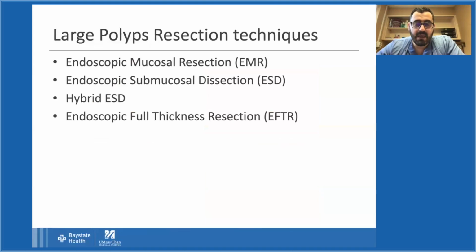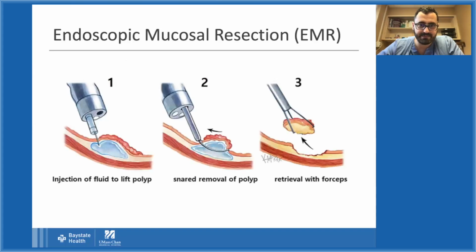Okay. What do we do for large polyps? There are several techniques for large polyps. We have endoscopic mucosal resection, or EMR, we have endoscopic submucosal dissection, or ESD, or we have hybrid ESD, where we mix the two techniques. And then finally, we have endoscopic full thickness resection, or EFTR. Those are really cool techniques. I'm going to talk about them in detail one by one.